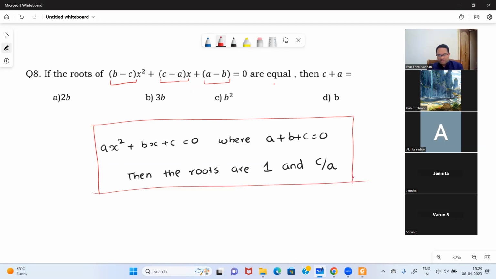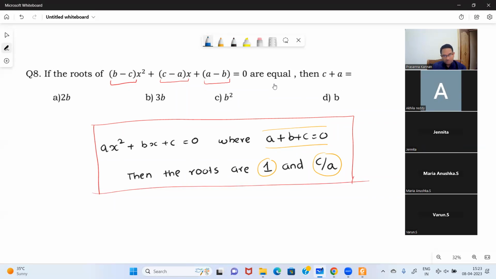If the equation is ax square plus bx plus c, and the coefficients sum a plus b plus c is 0, then the two roots you can directly write. The two roots are what? 1 and c by a. Clear?